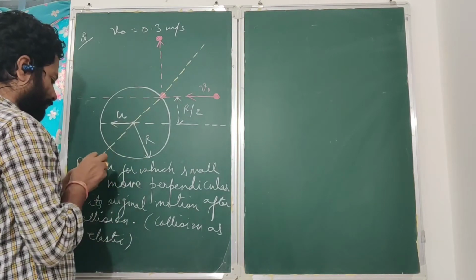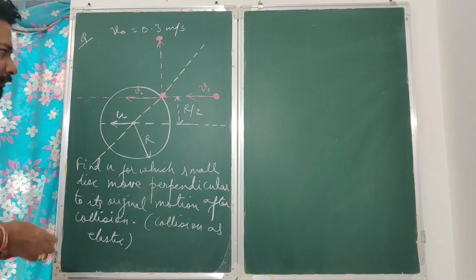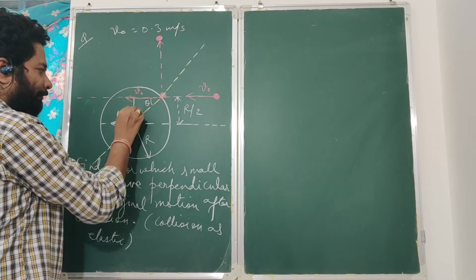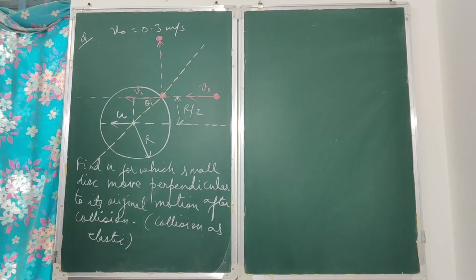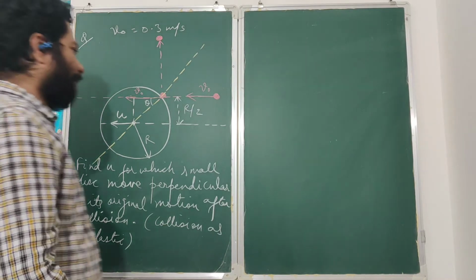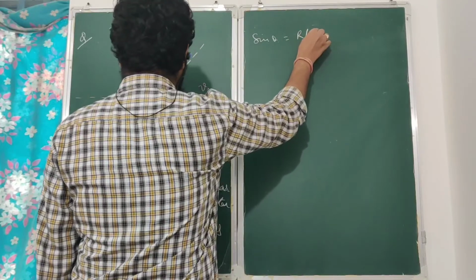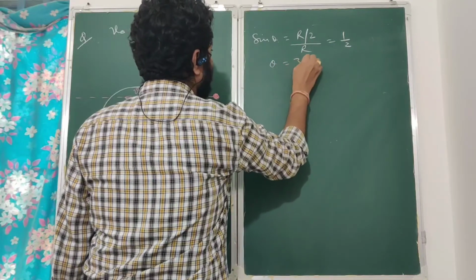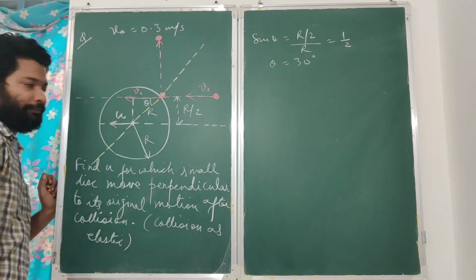So this is your V naught. Now let us say this angle is theta. This whole thing is r and this is r by 2. So can we find the value of sin theta? Sin theta is r by 2 by r. So this is half. So that means theta is coming as 30 degrees. You can see it here. This is r and this length is r by 2.